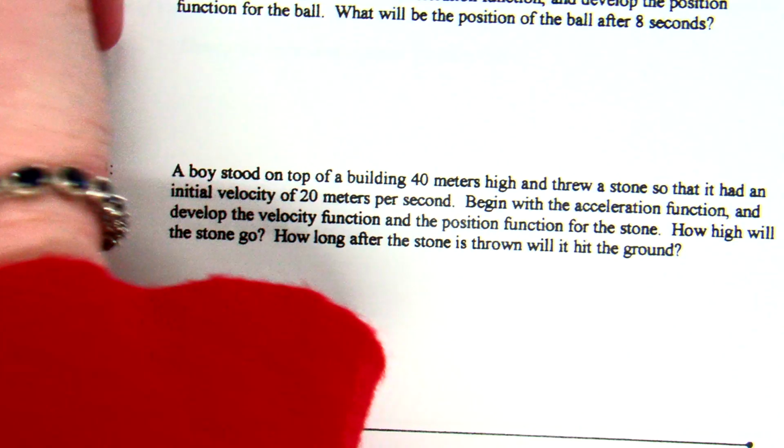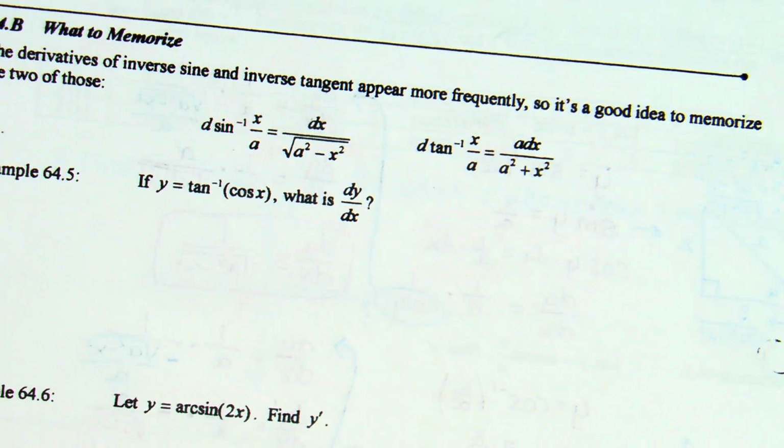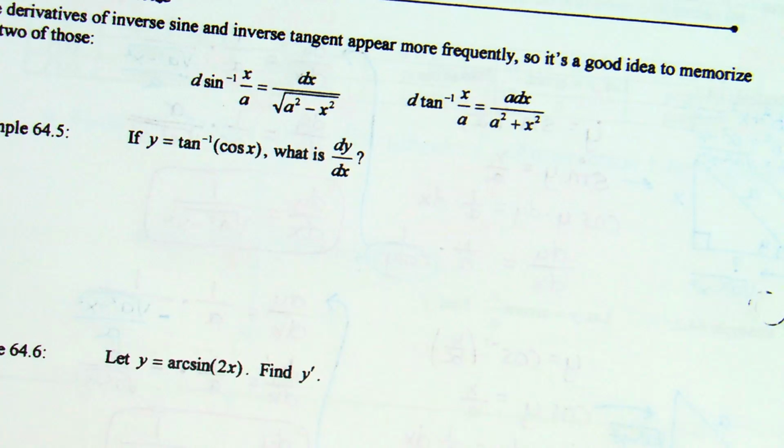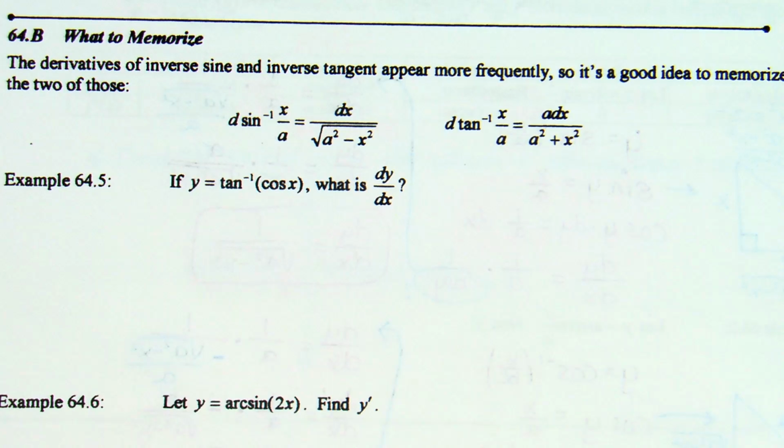I'm going to temporarily skip example 64.4 because to me it's more important that we get through and understand the bottom part because that's what you're going to be using on a regular basis. Example 4 is just showing how you can find cosecant inverse. If we have time or if you guys really want to, we will make sure to come back. But to me, the bottom section is more important. Now, derivatives of inverse sine and inverse tangent appear more frequently. So it's a good idea to memorize those two.